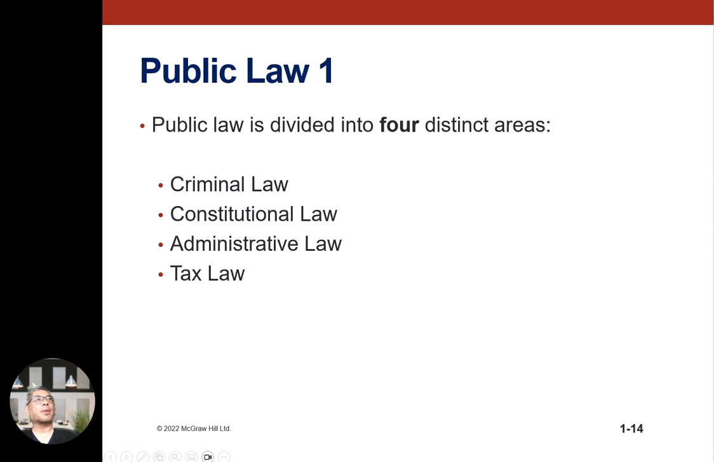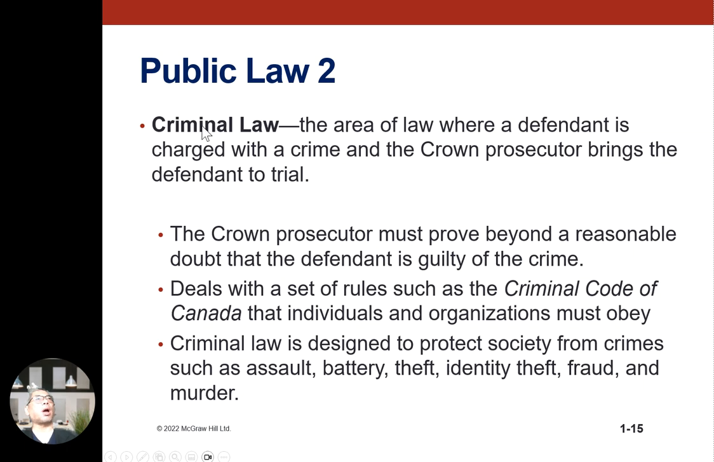Okay. Public law is divided into four distinct areas: criminal law, constitutional law, administrative law, and tax law. Criminal law is the area of law where the defendant is charged with a crime and the Crown prosecutor brings the defendant to trial. For example, corruption and embezzlement are things that will be criminal.